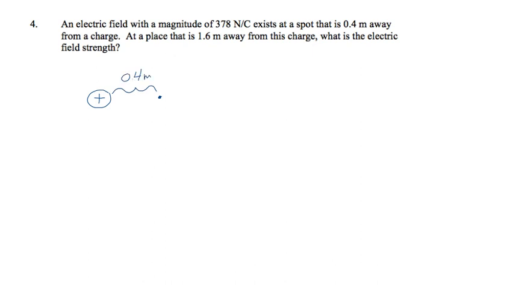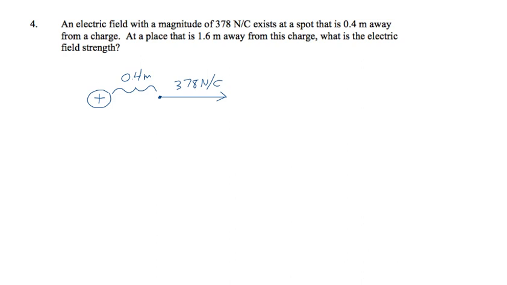Now we know what the electric field is at that location. Again, I'm just assuming the charge is positive so that the electric field is away from it. If it was a negative charge, then it would be towards it, but it would still be the same magnitude. So the value here, if you look at the problem, is 378 newtons per coulomb.